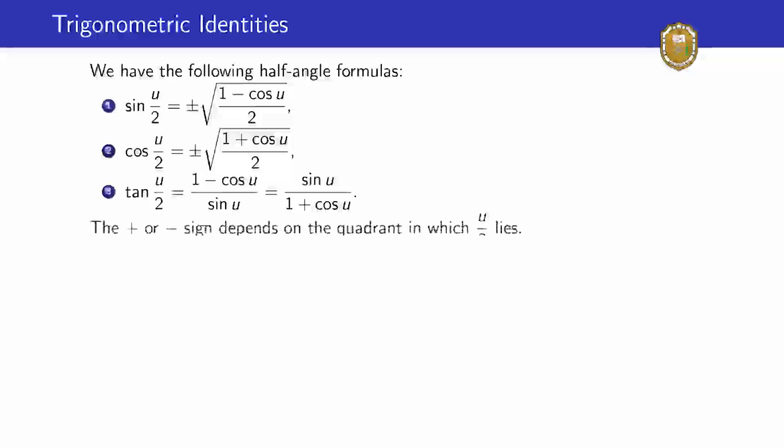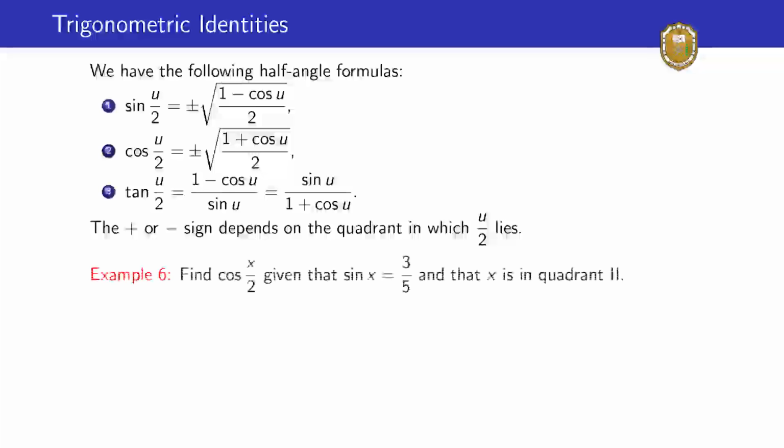Now, how does one choose when to use the plus or the minus sign? The plus or minus sign depends on the quadrant in which u over 2 lies. If u over 2 lies in quadrant 1, then we choose a plus sign for sine u over 2 and a plus sign for cos u over 2. If u over 2 lies in quadrant 2, then we choose a plus sign for sine u over 2 and a minus sign for cosine u over 2, and so on. Let's look at one more example here.